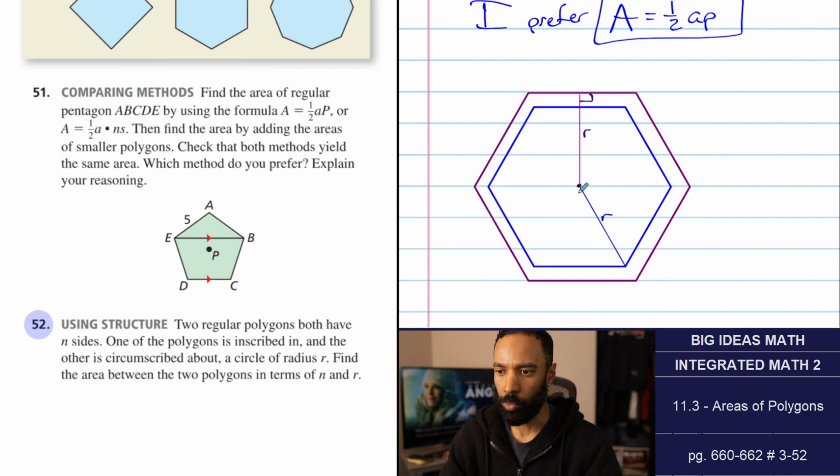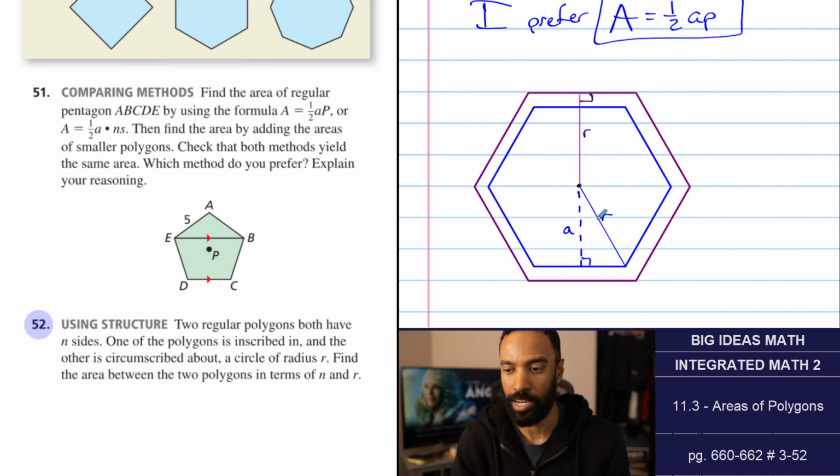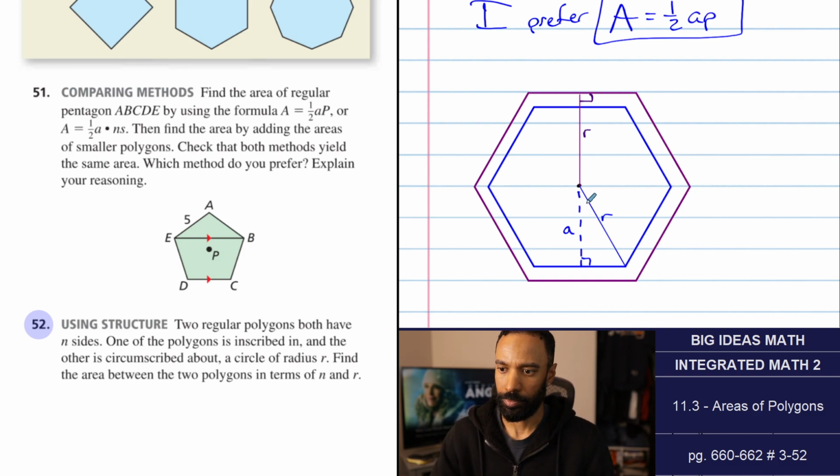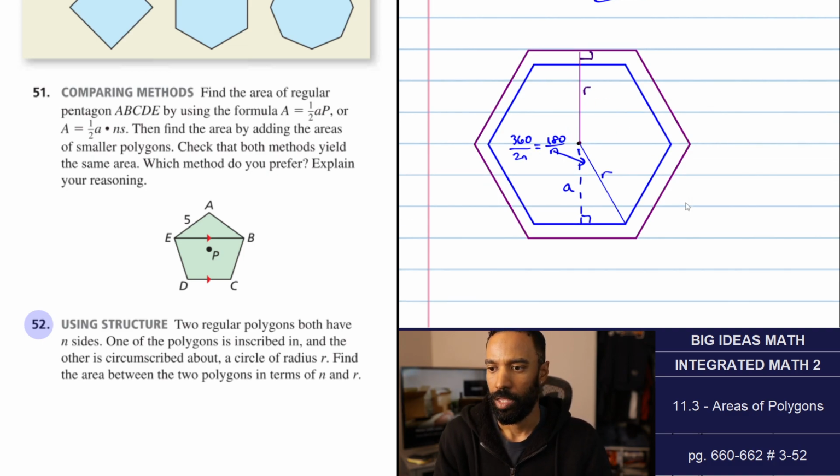So when it comes to the smaller one, what we have to do is work off the central angle to get the apothem. And remember, this is not a hexagon. This is some n-sided shape. So the central angle here is going to be 360 divided by n, and then half of that: 360 over 2n, or 180 over n degrees. If I want to find the apothem, I will use my radius and use cosine. The cosine of my 180 over n degree value is a over r. So a is r times the cosine of 180 over n.